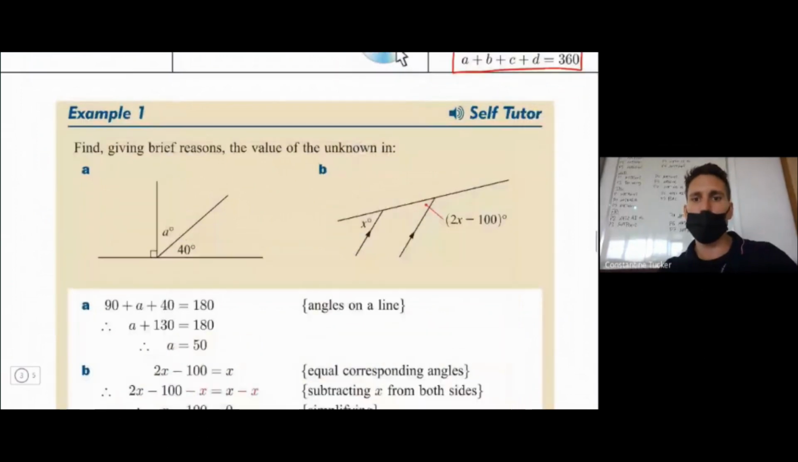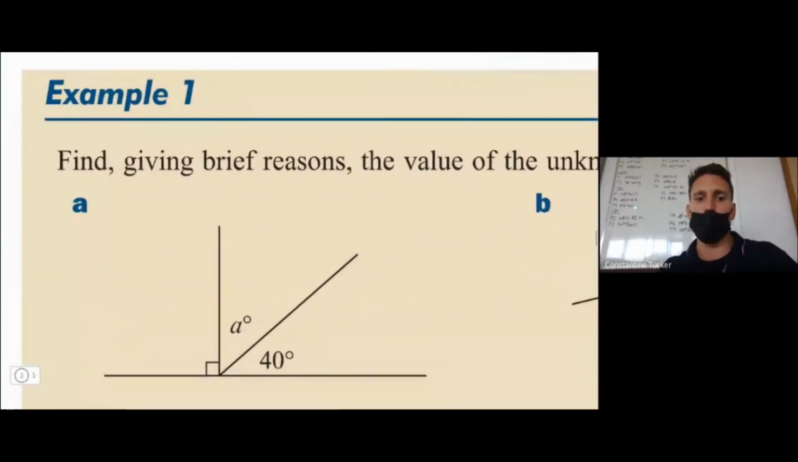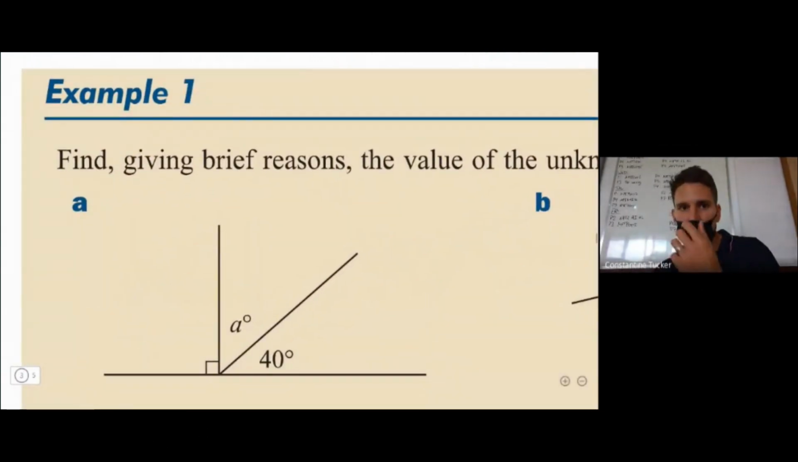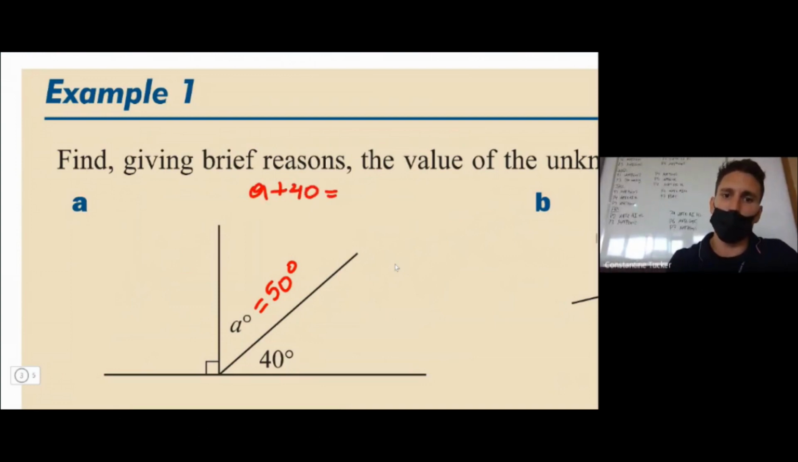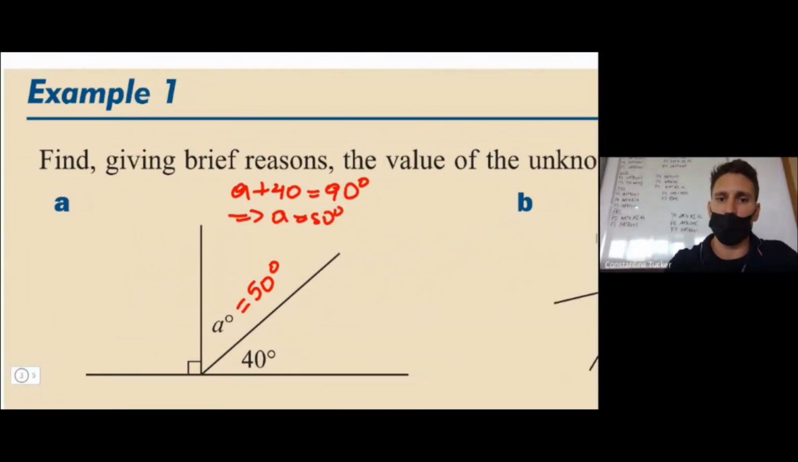Moving on to example 1, finding the unknown. Find the angle A. So what is A equal to here, guys? A is 50, exactly. How did we get 50? Exactly. So we know that A plus 40 is 90. So A must be 50. Brilliant. That's it. Let's move on to another example so we can apply all the stuff we looked at today.